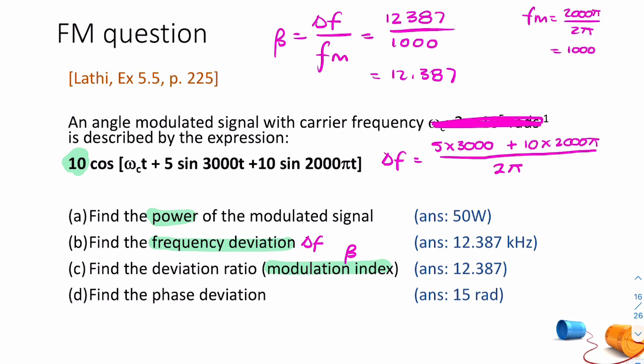And then it says find the phase deviation. The phase deviation is easy because you don't need to differentiate or anything. All you need for the phase deviation is to look at the angle there and see what's the maximum deviation from omega CT, because that's what the normal cosine would be. So what's the maximum deviation? It's when this would equal 1 and this would equal 1. So it's just 5 plus 10, 15. And the unit is radians. So the unit for phase is radians.